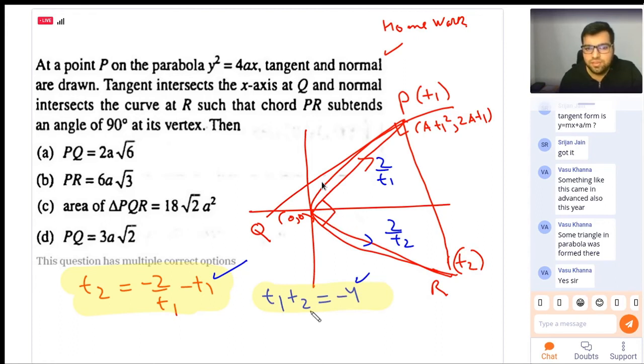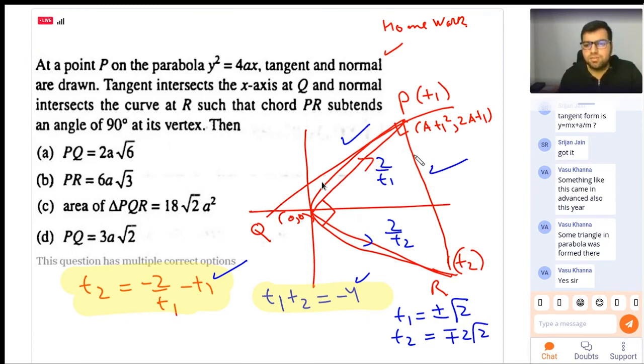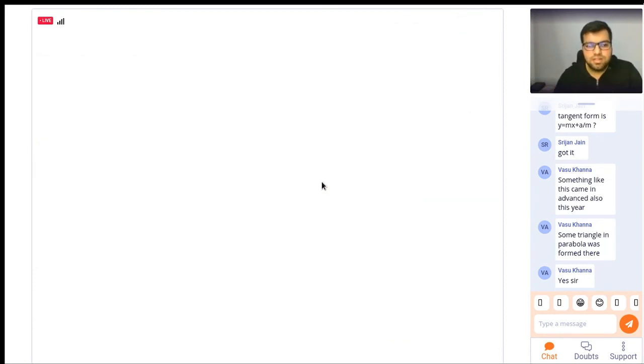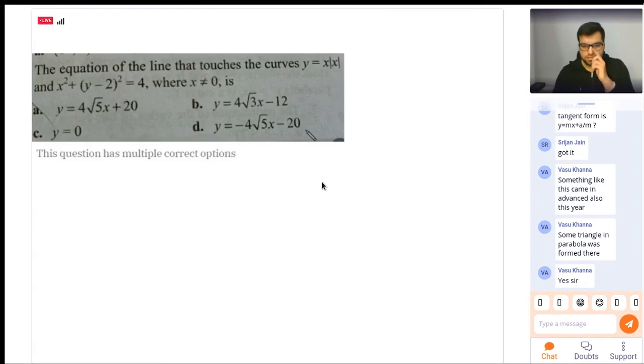Once you solve this, you will get t1 equal to plus minus root 2, and t2 will correspondingly be minus plus 2 root 2. Once you get t1 and t2, you can find the value of PQ very easily. You can find PR and also the area of triangle PQR. So it is an easy question. Using these two conditions, you solve it at home. There is homework. One last question we'll do, the last question for today.